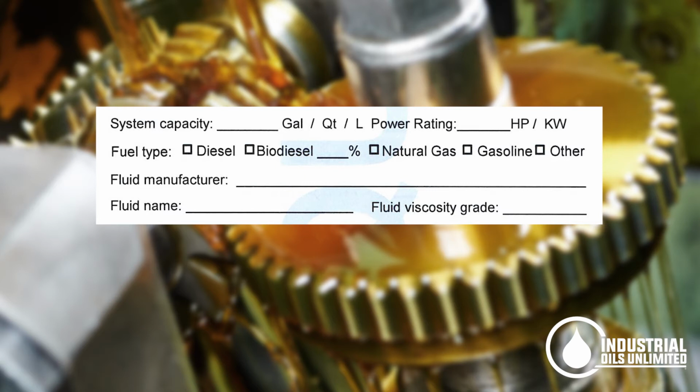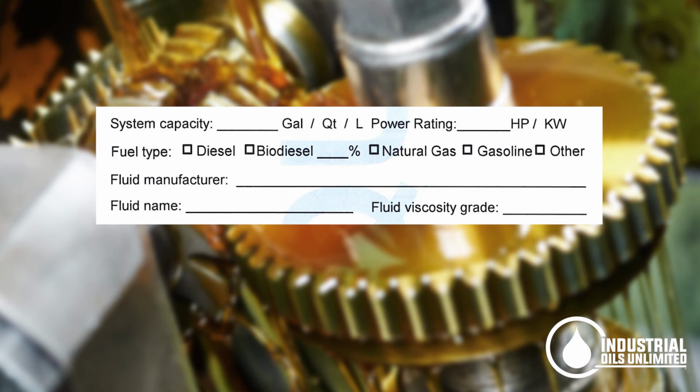Fluid manufacturer and name is critical. Even fluids which may seem similar to the naked eye can have radically different chemistry and different chemical properties. For example, here at Industrial Oils Unlimited, we make several different gear oils, each with unique properties to serve different applications. Just writing gear oil here doesn't really give the lab enough detail to compare a sample against a specific product standard. Viscosity grade is vitally important.